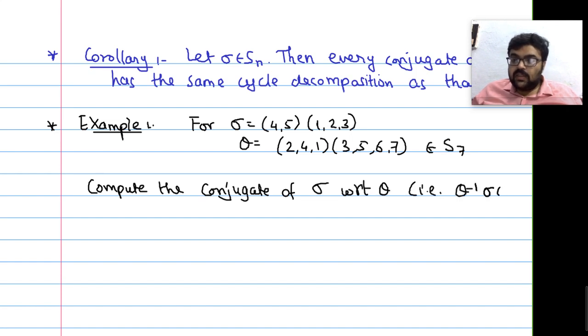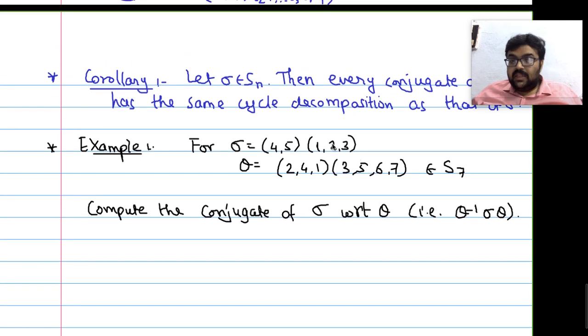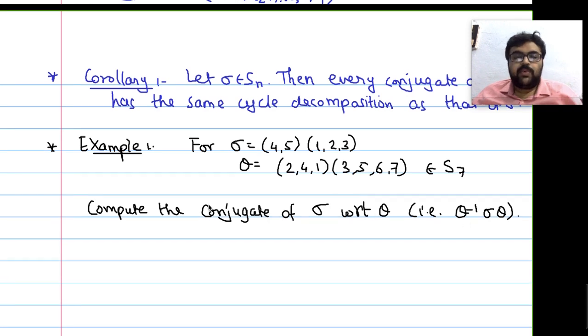Compute theta inverse sigma theta. See, they are not conjugates, sigma and theta. Sigma is given, theta is something else, and we want the conjugate of sigma with respect to theta. So A is given, what is A? Sigma. What is the conjugate of A? It is not C, it is B, where B equals C inverse AC. So C is not the conjugate of A; B is the conjugate of A. So sigma is given here, and theta is given. Theta is not the conjugate of A. The conjugate of A is theta inverse sigma theta. So we have to compute this.